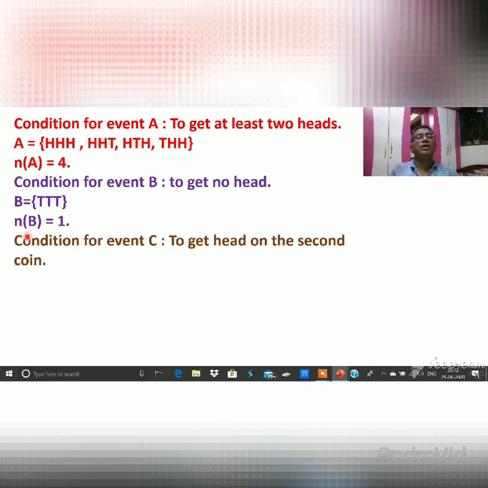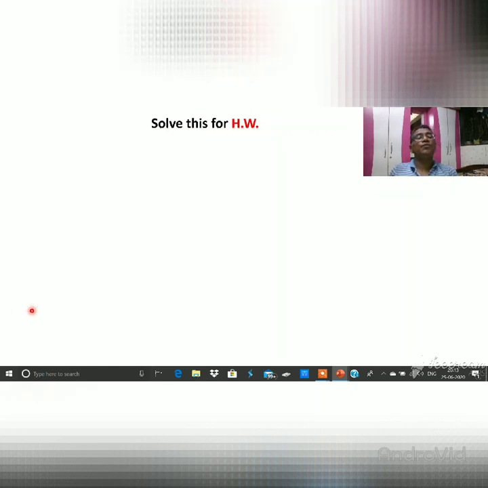Then another condition for event C, to get head on the second coin. So you want head on the second point. So head, this is the first event. Head, tail, this is the second. Tail, head, third, and tail, head. So why are you writing only these? Because they said head is on the second place. So see, this head second place, this head second place, this head second place, this head second place. How many is it? 4. So number of C is equal to 4.